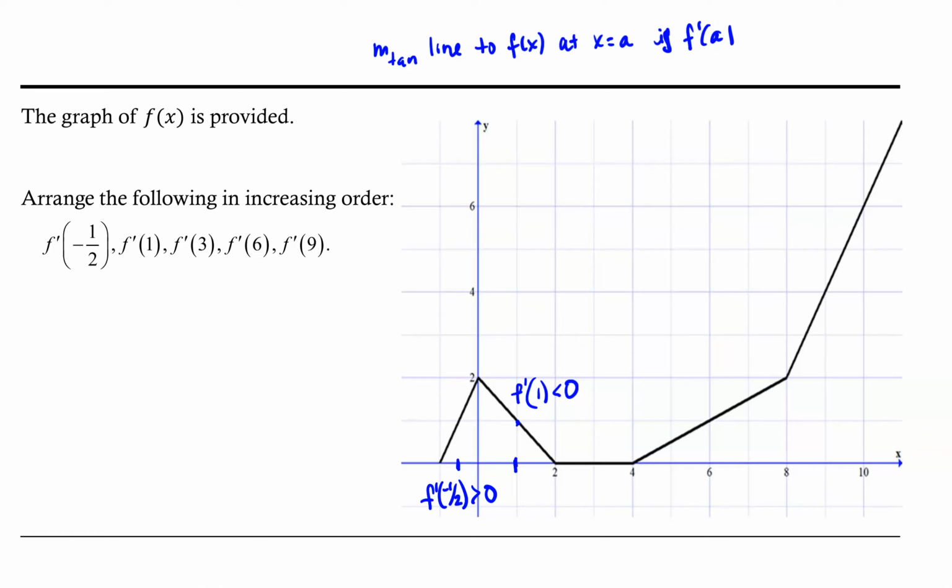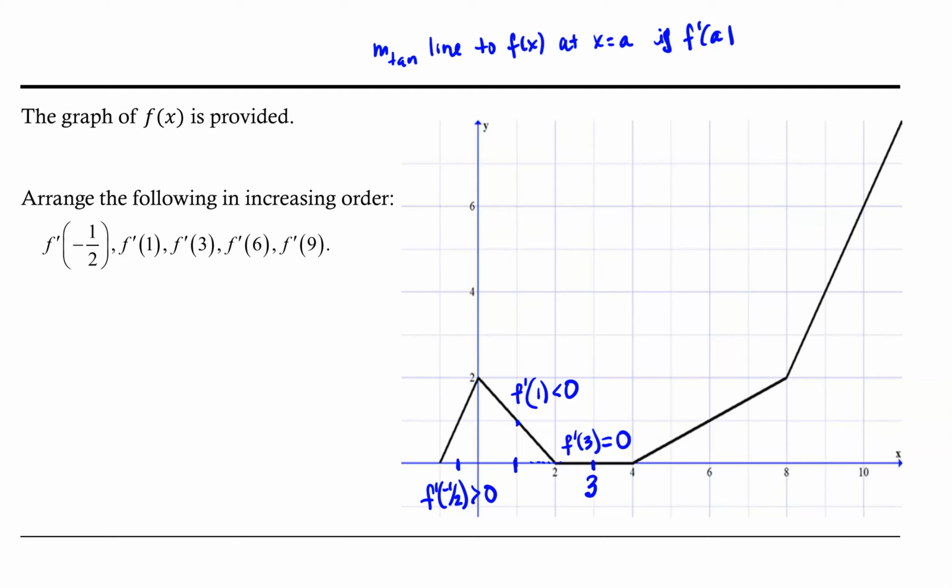Let's look at f at 3. Here's 3. If we were to be thinking about the slope of the tangent line for this segment of the curve, the tangent line would in essence lay across that line segment. And the slope of that tangent line would be 0 because it's horizontal. So we could say that f prime at 3 is equal to 0.